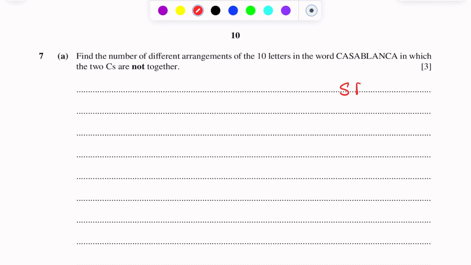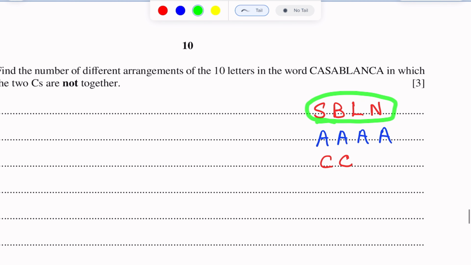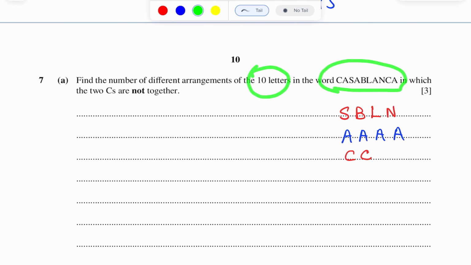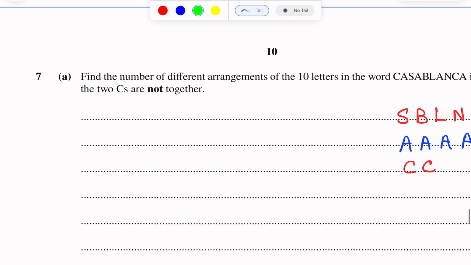S, B, L, N. These letters are not repeated, but repeated letters are 4 A's and 2 C's. These letters C's and A's are repeated. Total letters in this word are 10. So first we have to find the number of arrangements of the 10 letters in the word Casablanca in which the 2 C's are not together. This is the restriction of the question.